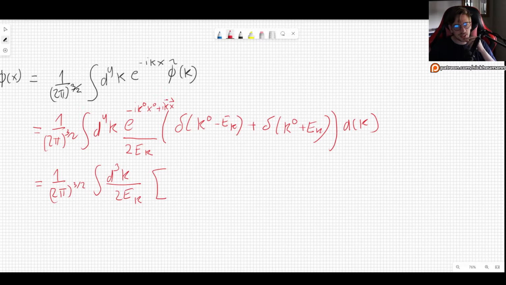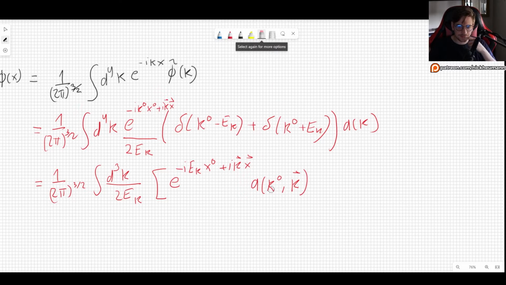Now, as for the rest, we can apply the Dirac delta, meaning that k0 will now be either E_k or minus E_k. So in the first one, we have e to the minus i E_k x0 plus i k x. And then we have a of k, but k here is the 4 vector, so we can write it as k0 comma k vector, and k0 is E_k.